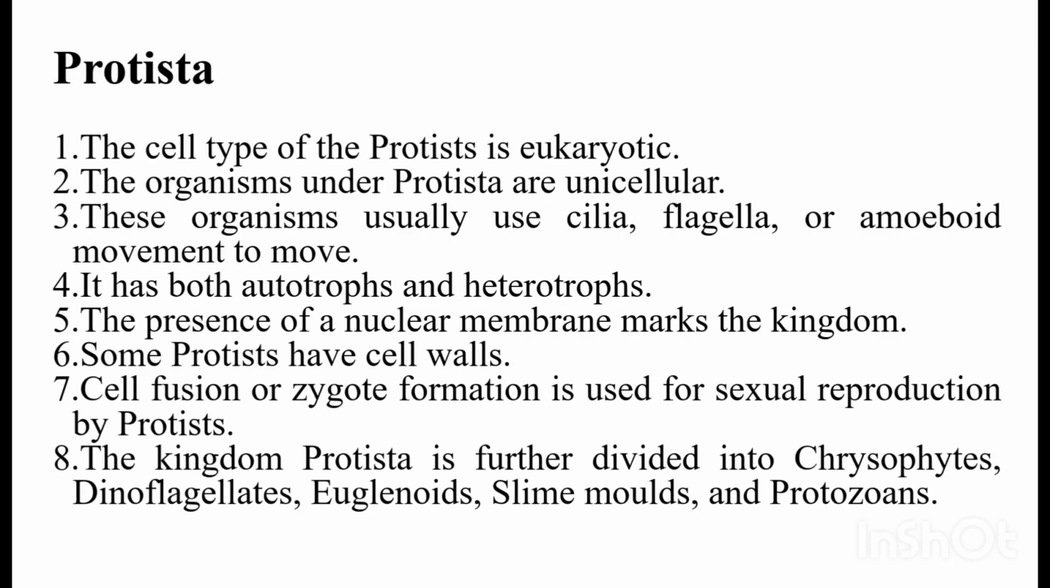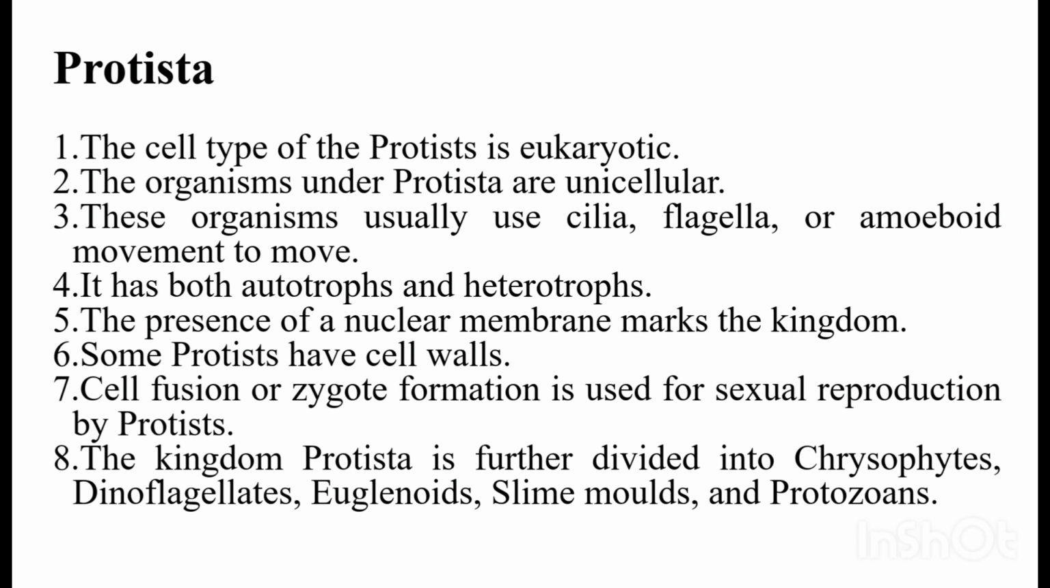Then after Monera, Protista. Protista have a eukaryotic cell. The organisms under Protista are unicellular. These organisms usually use cilia, flagella or amoeboid movement to move. So they have cilia and flagella. What are cilia and flagella? Cilia and flagella are locomotory organs. They help in locomotion, or the organisms can show amoeboid movement.